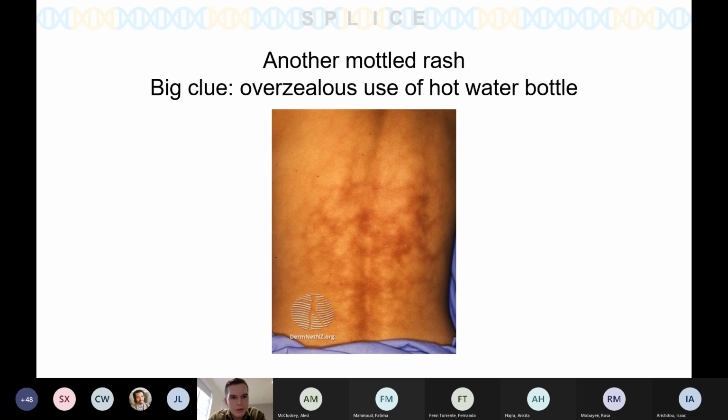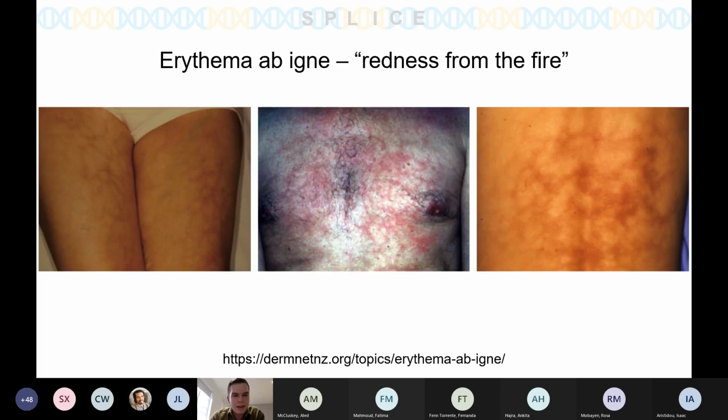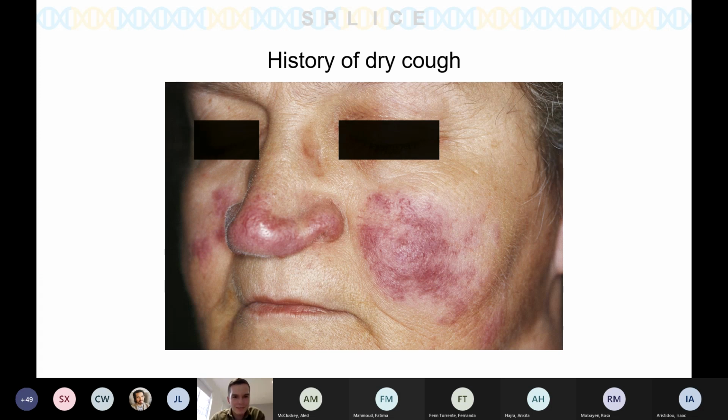From one mottled rash to another. Who knows what this is? Erythema ab igne. Yeah, nice. Redness from the fire. If you put a hot water bottle on long enough, you come out in this rash. This is fun. We should do this every session.